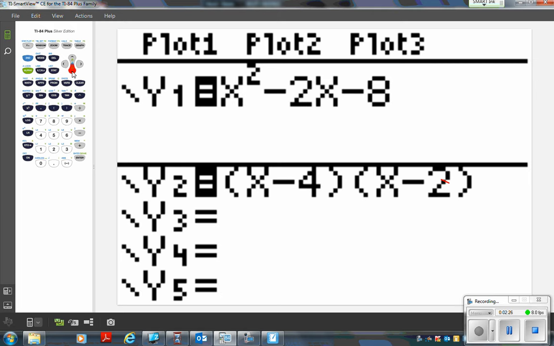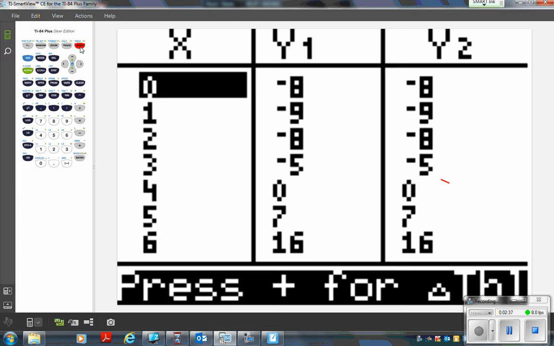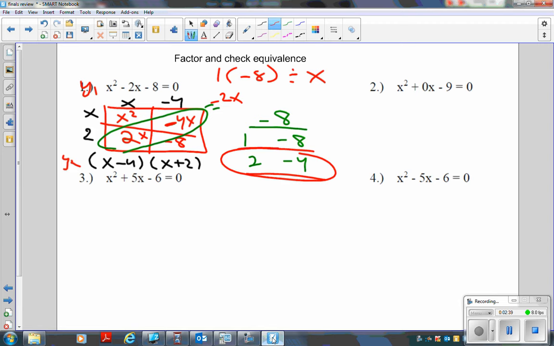All right, that's a +2. Remember, all the numbers have to be exactly the same for it to be equivalent. So that should be the right answer. Now let's check it. All the numbers are the same, so this is the correct answer. Now let's do that again. We'll do that with number 3 now.